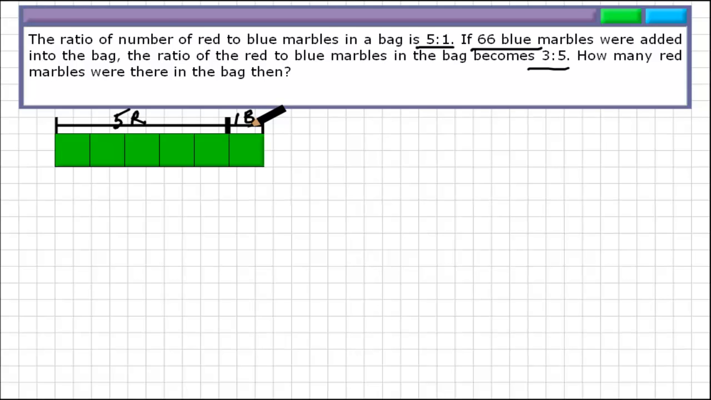Okay. We are also told that 66 blue marbles were added into the bag. The ratio of the red to blue marbles in the bag becomes 3:5. Let's see how we put in 66 blue marbles into the model. Let's represent 66. Take another block, extend the block to represent the value 66. I think that will do. Let's label the block parts as 66.